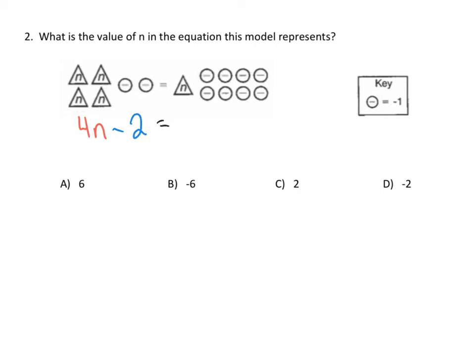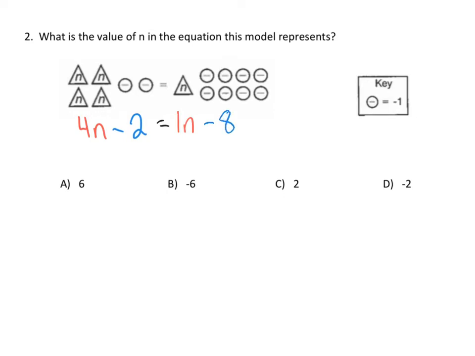I have my equal sign, that doesn't change. And now I have 1n right here. And I have 1, 2, 3, 4, 5, 6, 7, 8 negative 1's. So I put minus 8.